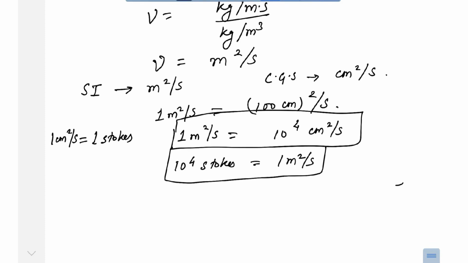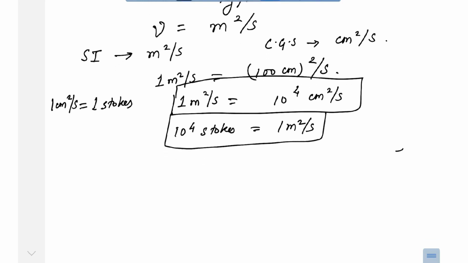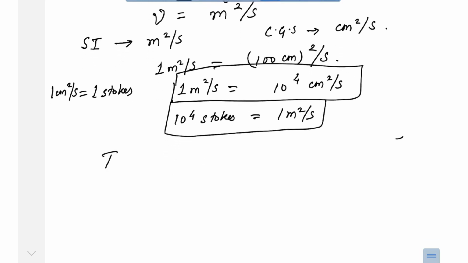Now moving ahead to the next part of the viscosity, that is the factors that affect viscosity. The first factor that affects viscosity is the temperature. Effect of temperature.